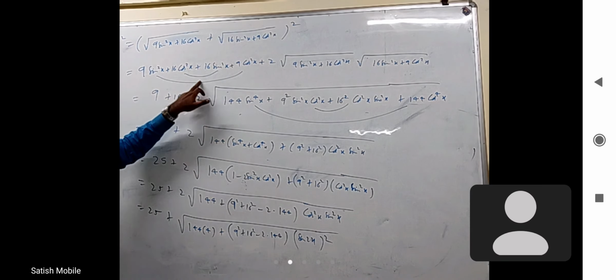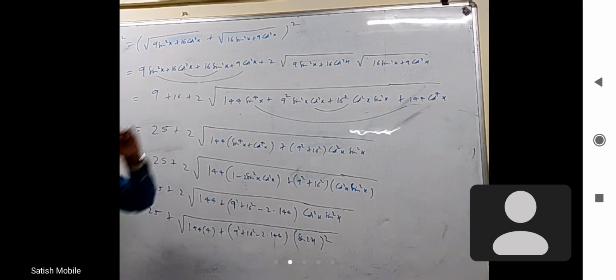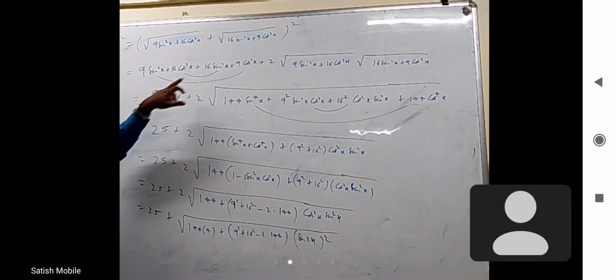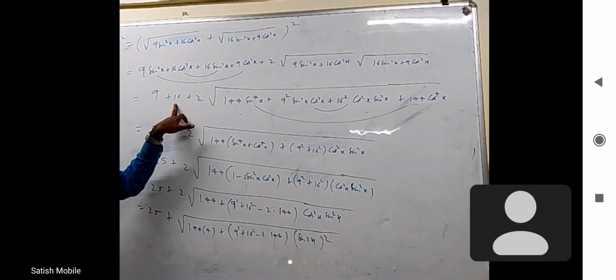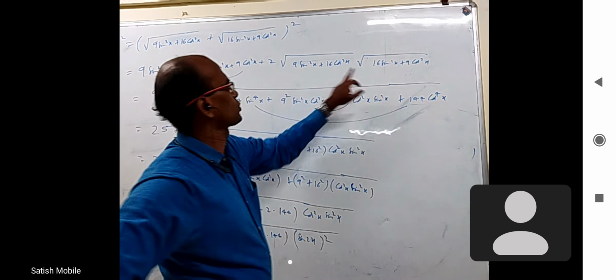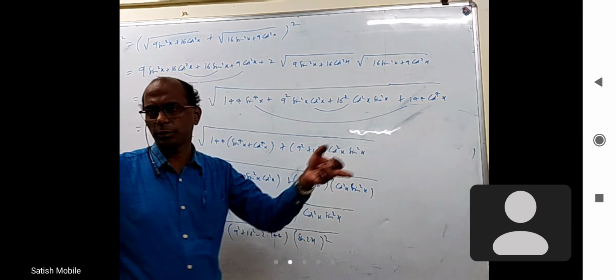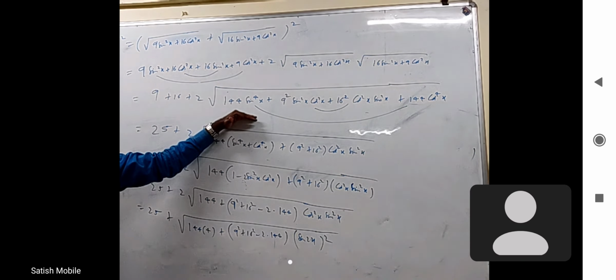Okay, from here to here, this step everybody clear, right? What have I done? From here to here, 9 sin square x plus 9 cos square x is 9. 16 sin square x plus 16 cos square x is 16. I am multiplying these two. This into this, this into this, this into this, this into this. That is this step. Anybody doubt about this step?